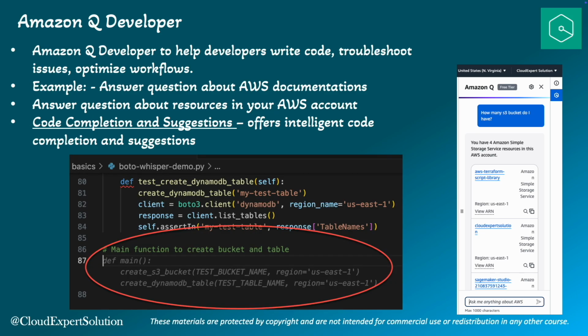In terms of use cases, you can use it for code completion and code suggestion. As an example, as you type, Amazon Q will suggest the next line of code or it will provide the option for completing a function.